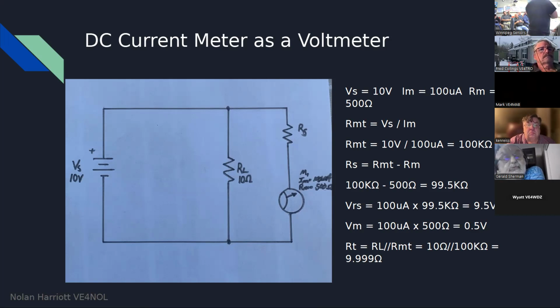So our meter total resistance would be 10 volts divided by 100 microamps. So we know we need 100K of resistance across our meter. And we know that our meter's internal resistance is 500 ohms. So to figure out what our series resistor would be, we just subtract the 500 ohms of our meter's internal resistance, and that would give us a 99.5K ohm resistor for our series resistor.